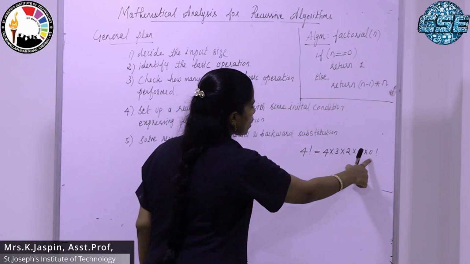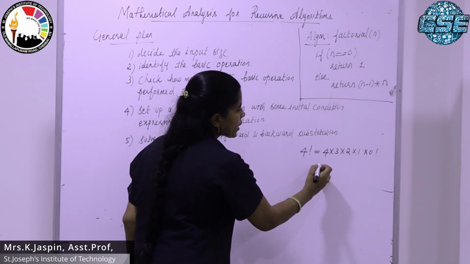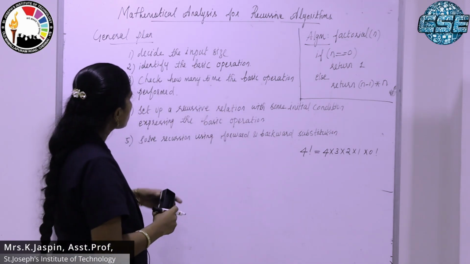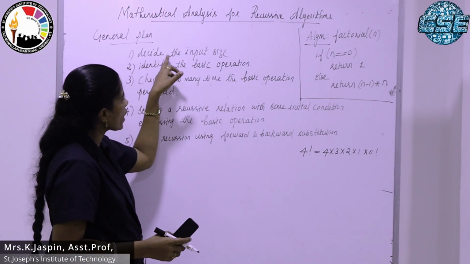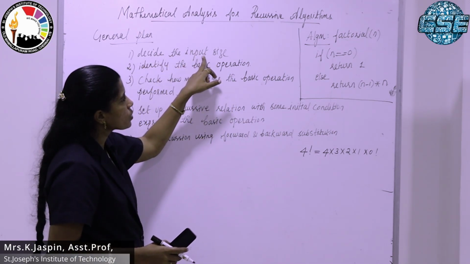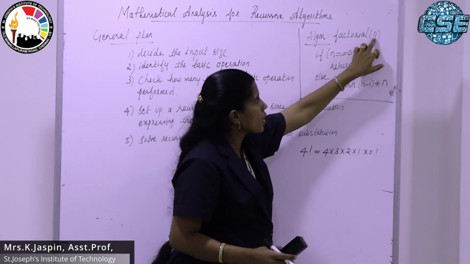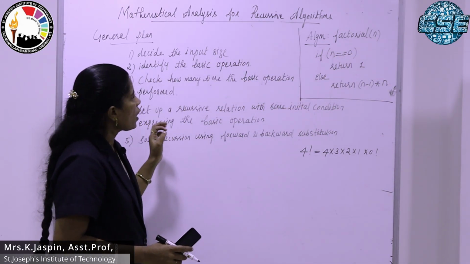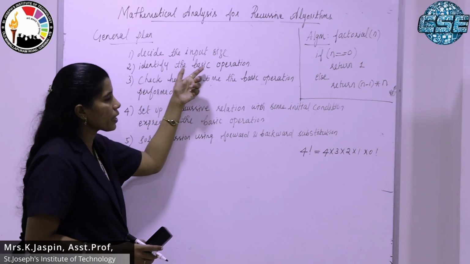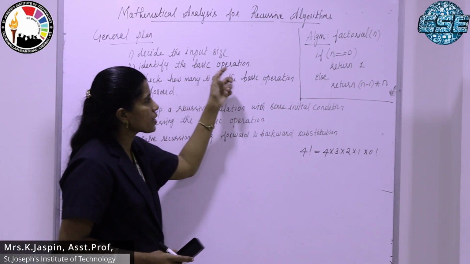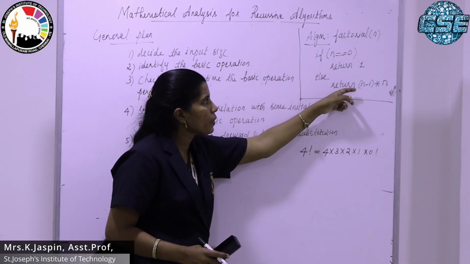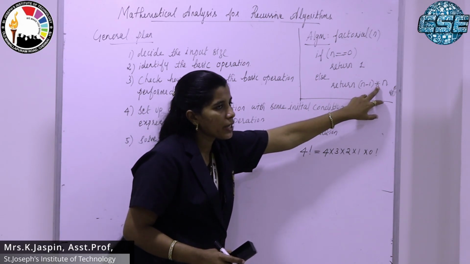So the value is 1 here. While you are calculating this, as per the rules given, decide the input size. So the input size is n, the element for which we are going to calculate the factorial. Then identify the basic operation. As per the statement given, the basic operation in this expression is multiplication.